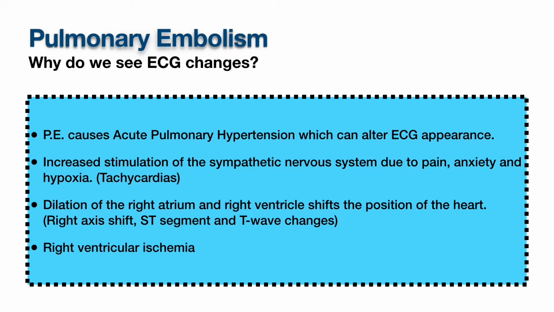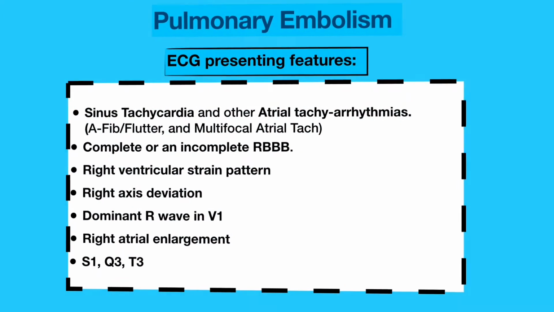Now you may be asking yourself, why do we see those ECG changes? That's a great question. PEs cause pulmonary hypertension, right? Which can alter the ECG appearance. We'll also see tachycardias as a result of anxiety, pain, and hypoxia. We'll see dilation of the right atrium and right ventricular enlargement. Both heart chambers dilating and enlarging will cause a right axis shift, and we will also see evidence of right ventricular strain or ischemia as a result. This will present with ST segment changes as well as T-wave inversions.